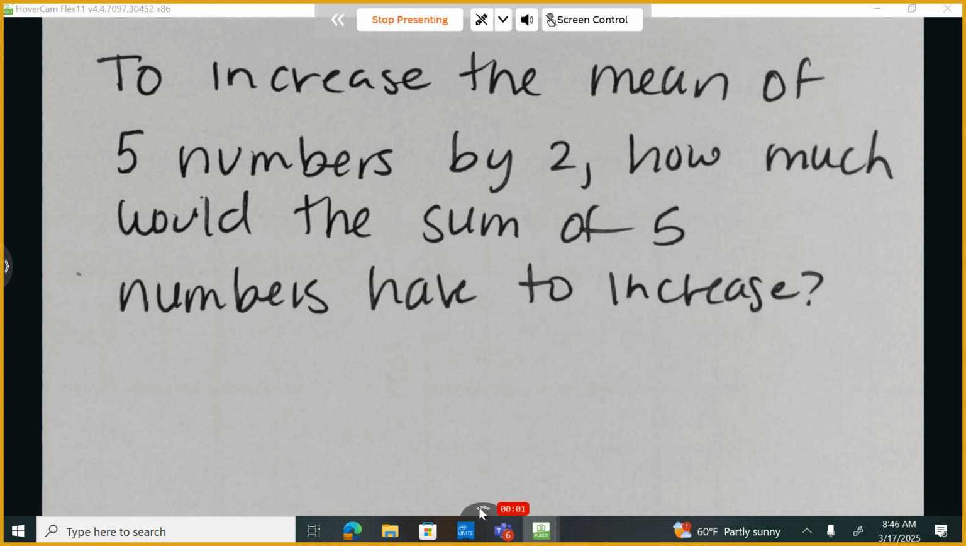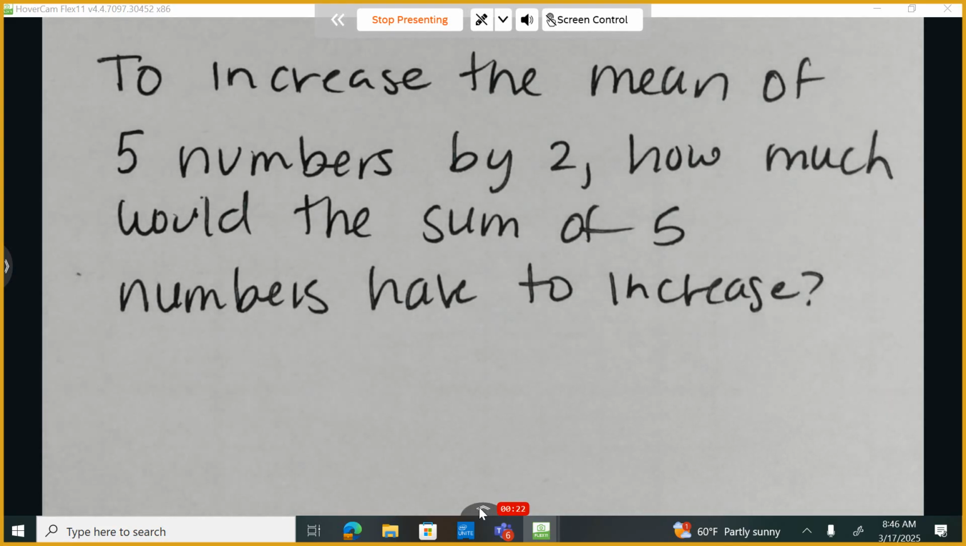There's a couple different ways we can look at this problem. It says to increase the mean of 5 numbers by 2, how much would the sum of the 5 numbers have to increase? Increase means to go up. Mean is the average, which means we add up all the digits and divide by how many numbers there are. And then we want to know the sum. So a sum means we're adding together.